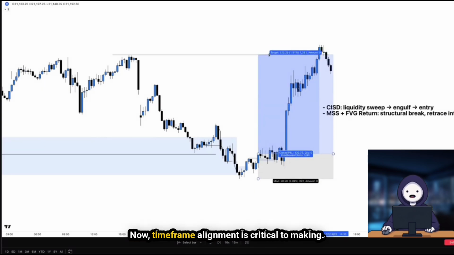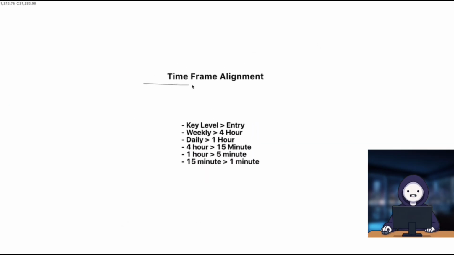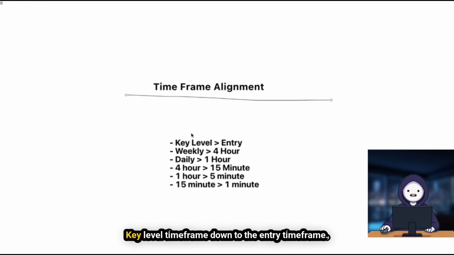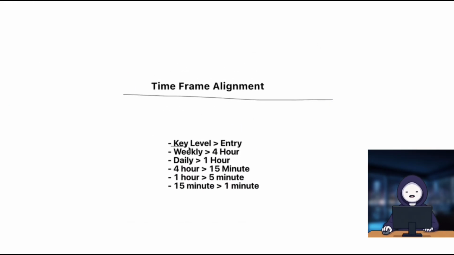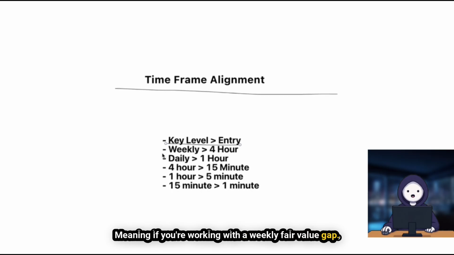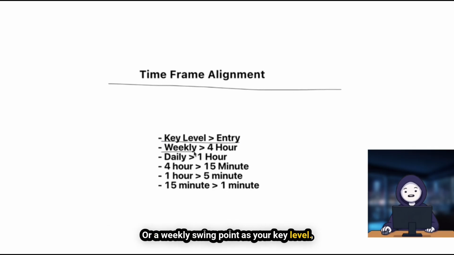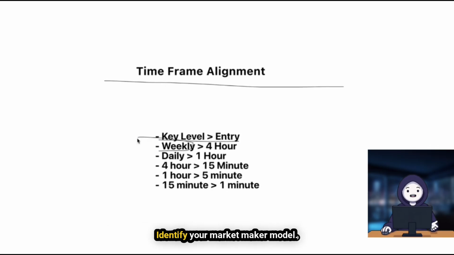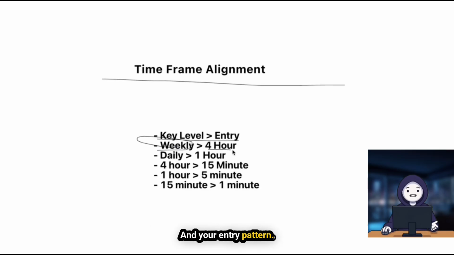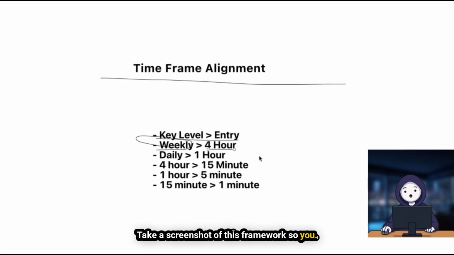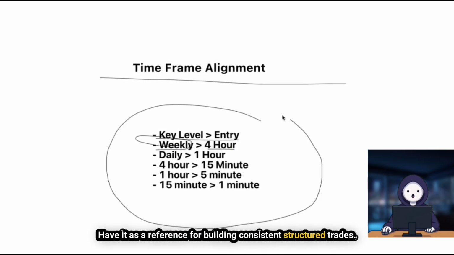Now, timeframe alignment is critical to making all of this work. The list I have here is organized from the key level timeframe down to the entry timeframe, meaning if you're working with a weekly fair value gap or a weekly swing point as your key level, you would then use the 4-hour chart to identify your market maker model and your entry pattern. Take a screenshot of this framework so you have it as a reference for building consistent, structured trades.